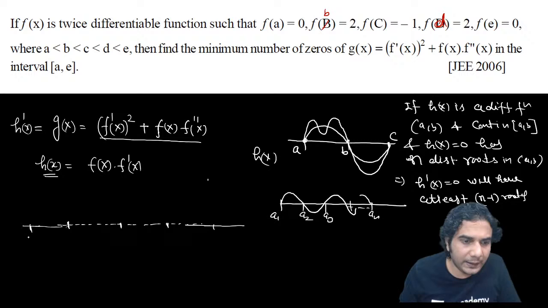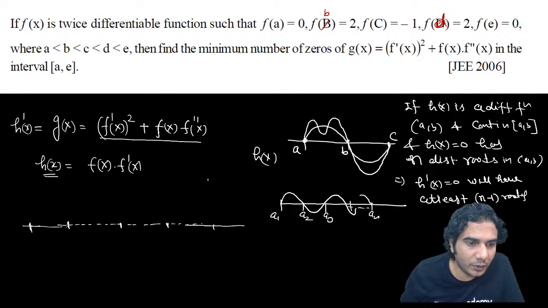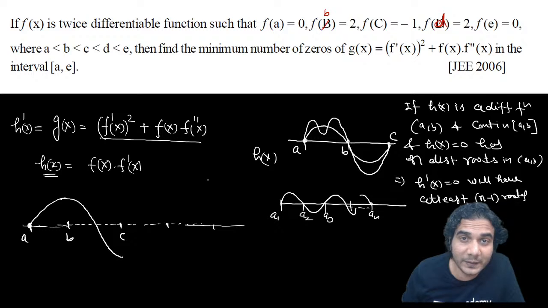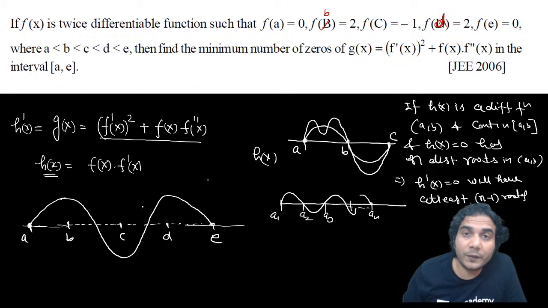So you can see a is a root of f, so f(a) is given 0. f(b) is given 2, so the graph will be somewhere here, positive. f(c) is given minus 1. That means the graph will cross the x-axis between b and c, because the value has become negative, using the intermediate value theorem. Now f(d) is plus 2. So again, the value at c is negative and the value at d is positive, so it will again cross the x-axis. Now f(e) is 0 again. So you can see how many roots there are between a and e.